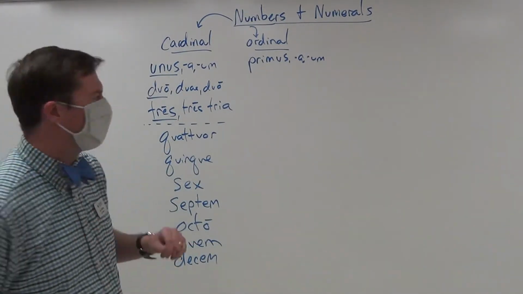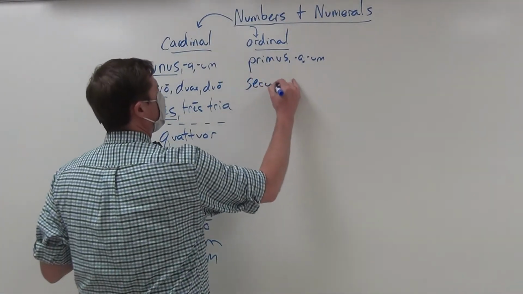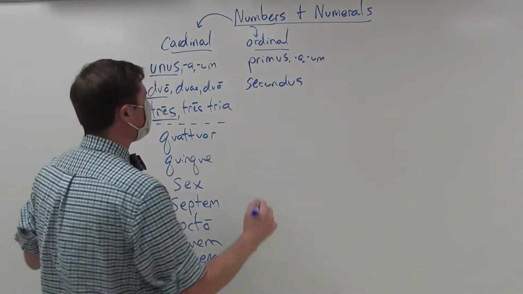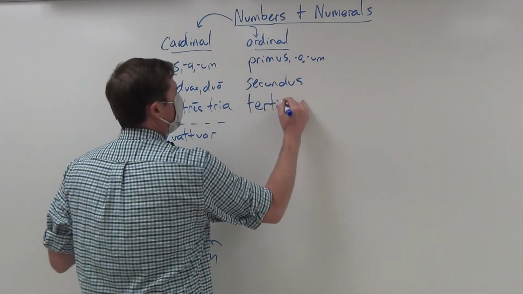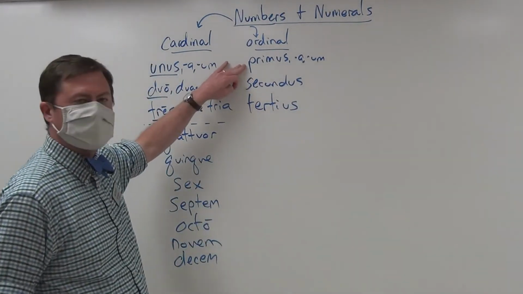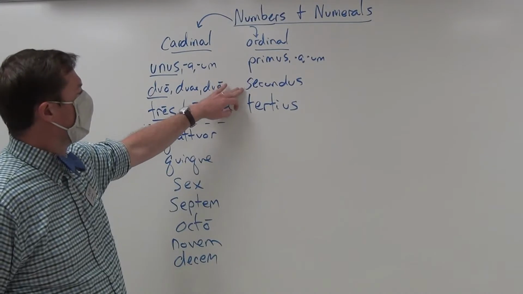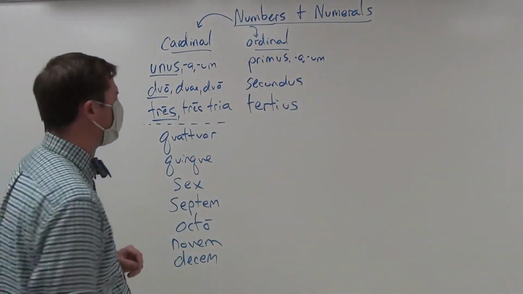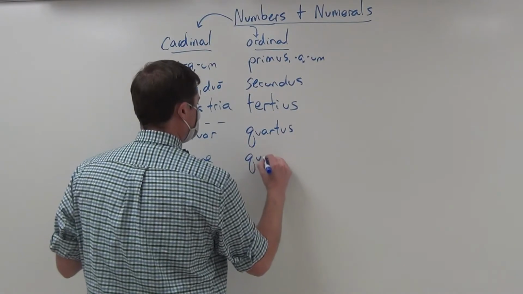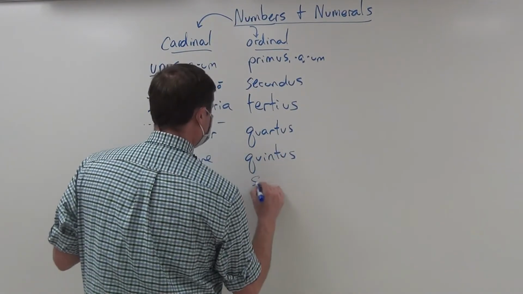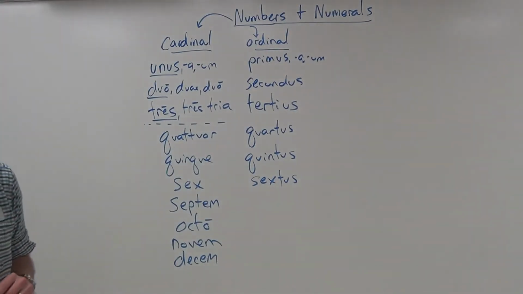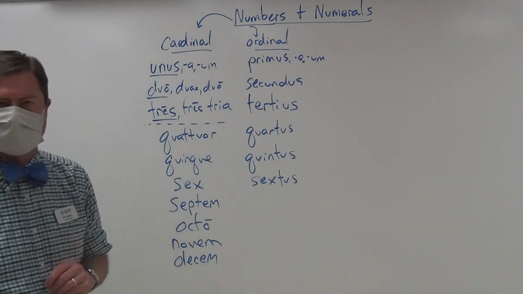Primus. Secundus, second. Tertius, third. So if something is primary, it's first. Secondary is second. Tertiary is third. And then for the rest, quartus, quintus, sextus, like the child in our story. He's probably the 6th child born in his family.